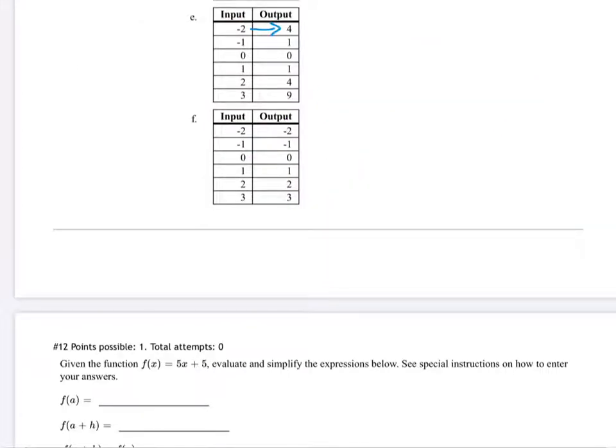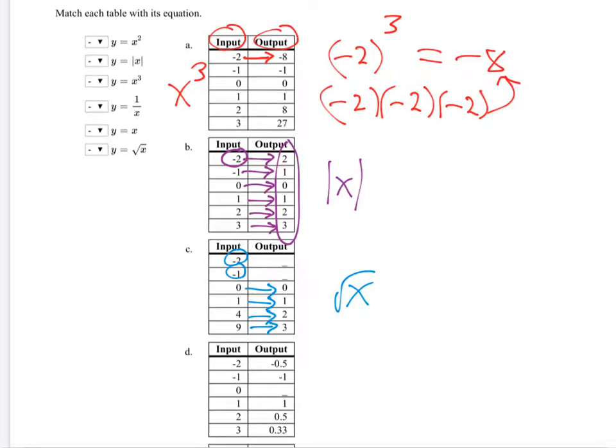All right, how about this one? How does negative 2 become 4? Negative 1 becomes 1. 0, 0. Did I miss one? Oh, I did miss one. Let's do D down here. So how does negative 2 become negative 0.5? Negative 1, negative 1. 0 can't be done. That's a hint. Why can't 0 be done? 1 becomes 1. 2 becomes 0.5?